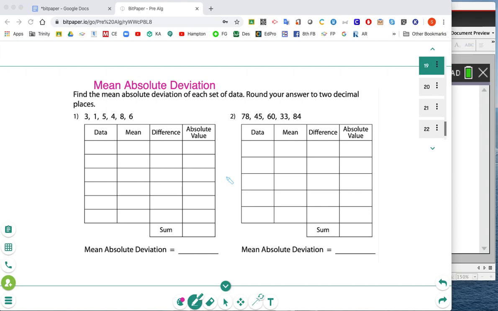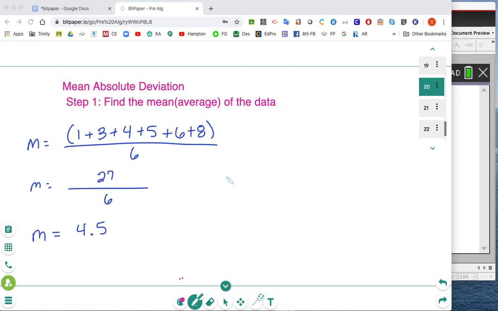We're going to go ahead and start the mean absolute deviation. So what we're going to do first is take our data set and put it into our chart, in least to greatest. So we're going to put 1, 3, 4, 5, 6, and 8.